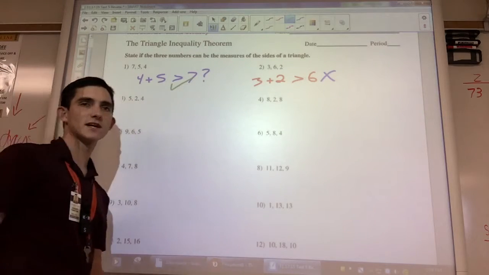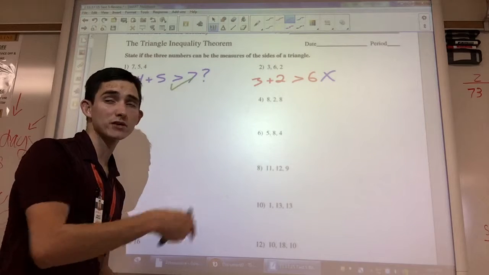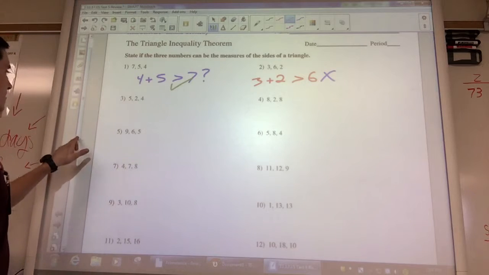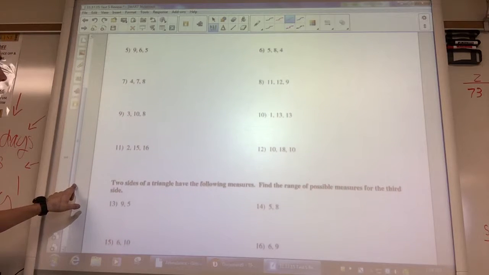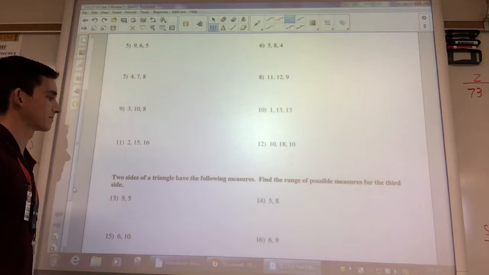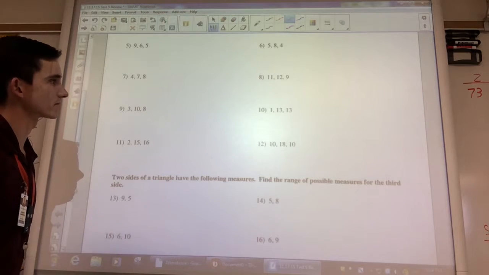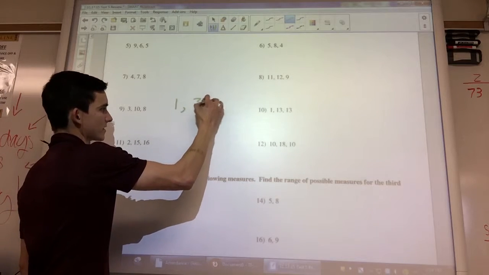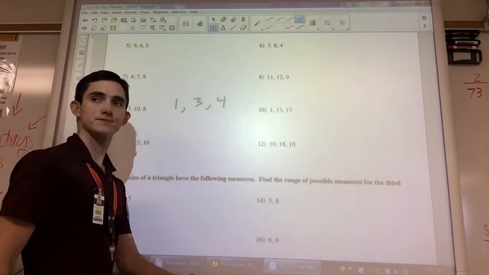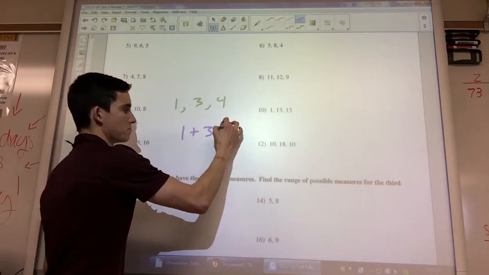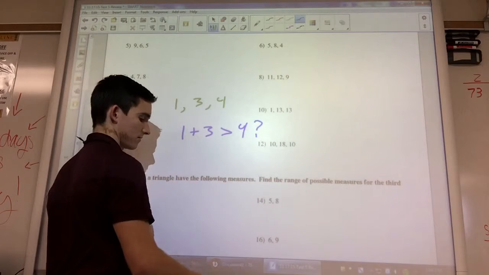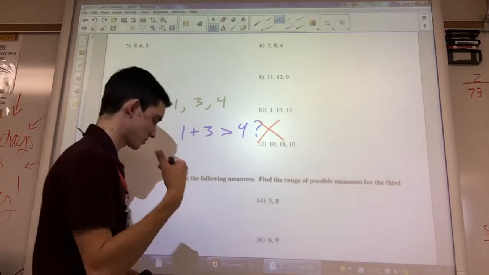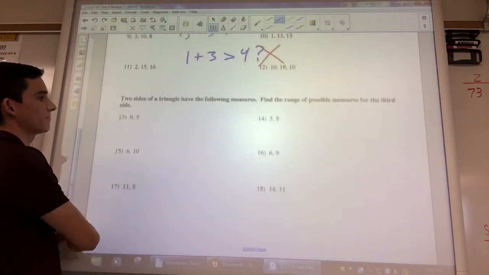That's the idea. You take the two smaller sides, add them together, and make sure it is bigger than the third side, and if it is, then you can make a triangle out of it. I'm looking for one where the two smaller sides added together actually equal the third side. I don't see one, so I'm going to make one. What if I had 1, 3, and 4? Does that make a triangle? Is 1 plus 3 bigger than 4? No. That does not make a triangle. It's not bigger, it's equal to. Sure, go for it.